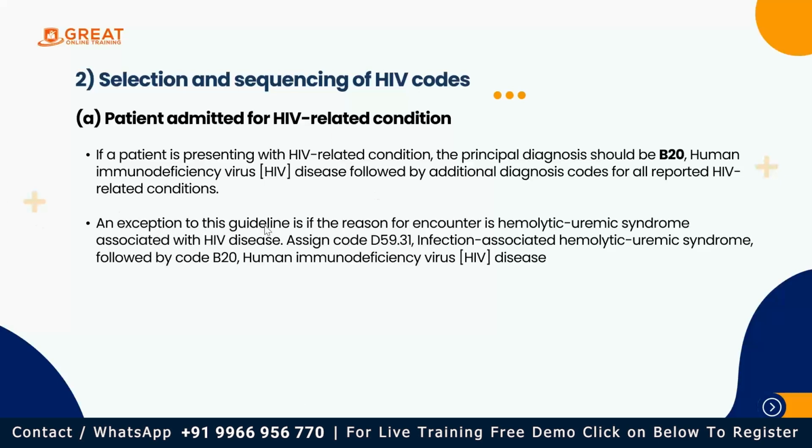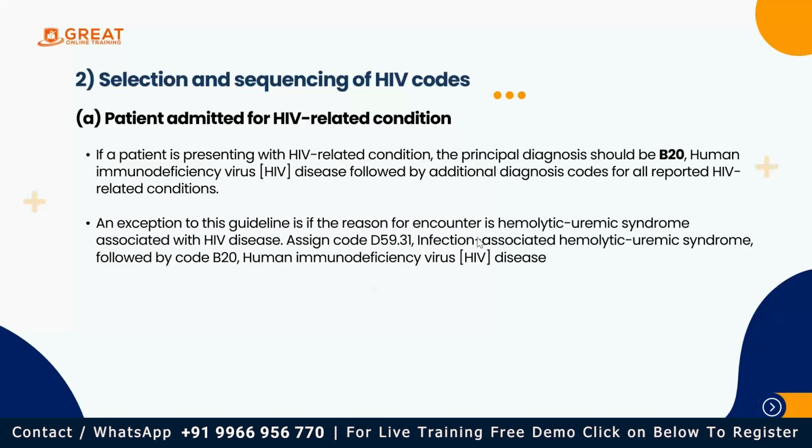An exception to this guideline is if the reason for encounter is hemolytic uremic syndrome associated with HIV disease, assign code D59.31, infection associated hemolytic uremic syndrome, followed by code B20, which is for HIV disease. Please highlight this guideline. Yes, I did already. Because this is the exception. Otherwise, you have to code B20 as a principal diagnosis.